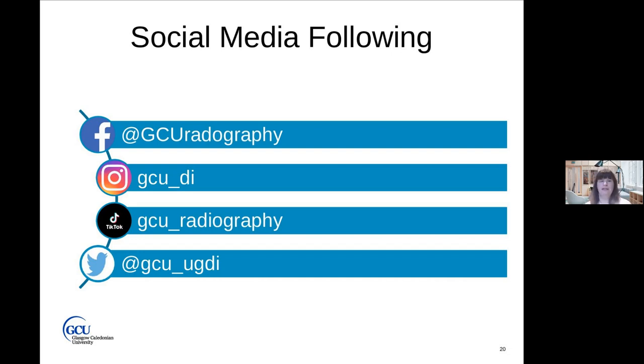There are some social media sites here as well that you can follow if you wish. All of these are set up for the radiography programmes as a whole, okay? So it will include undergraduate and our other master's programmes as well. But again, it just gives you a wee feel of some of the things that we're doing here at GCU.